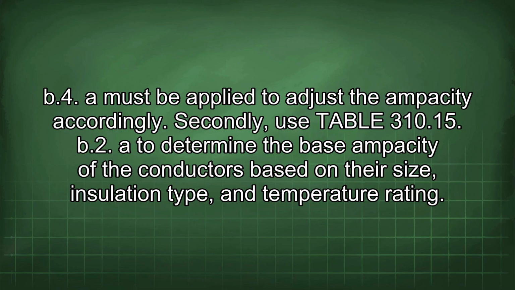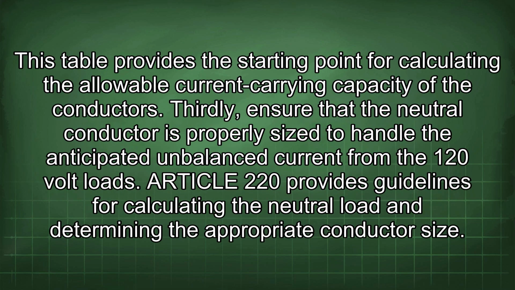Secondly, use Table 310.15(B)(2) to determine the base ampacity of the conductors based on their size, insulation type, and temperature rating. This table provides the starting point for calculating the allowable current carrying capacity of the conductors. Thirdly, ensure that the neutral conductor is properly sized to handle the anticipated unbalanced current from the 120-volt loads. Article 220 provides guidelines for calculating the neutral load and determining the appropriate conductor size.